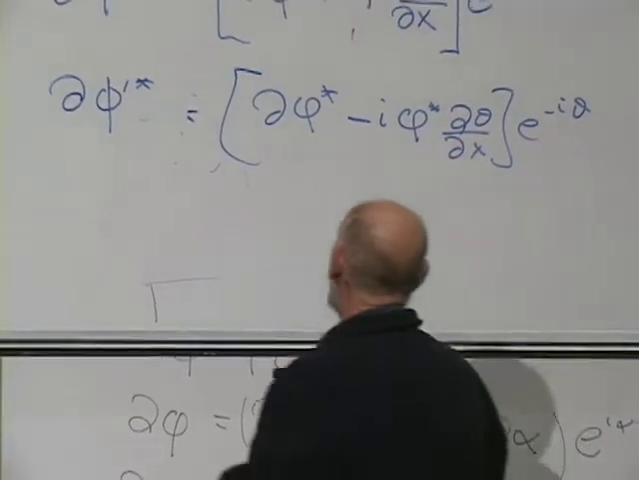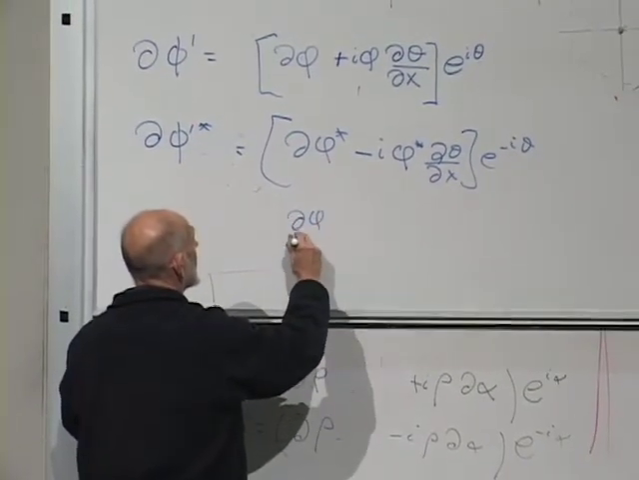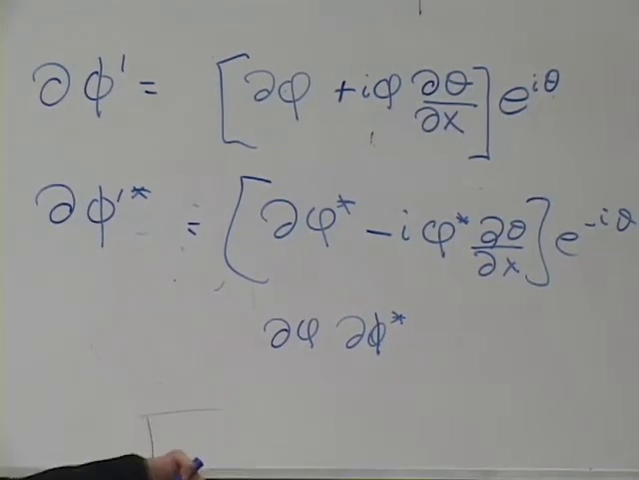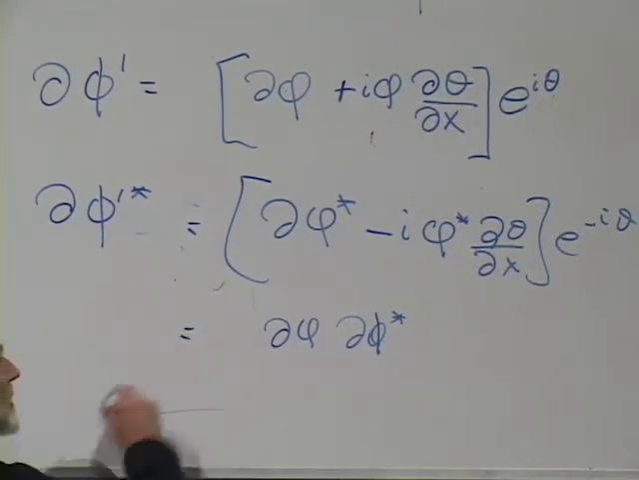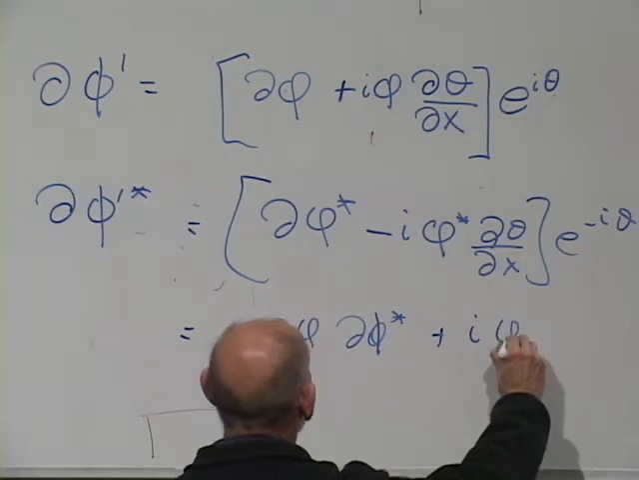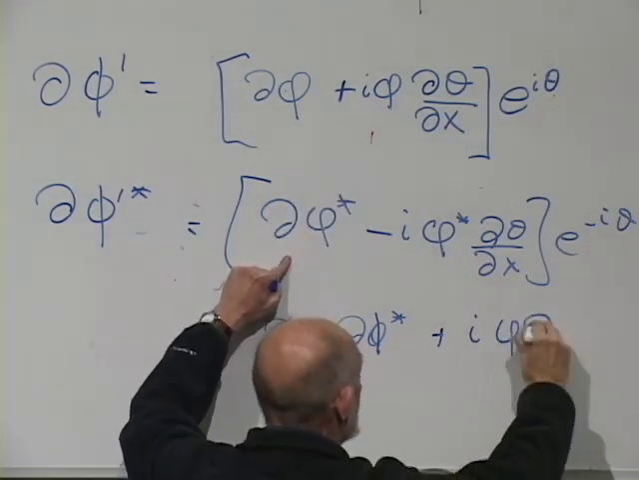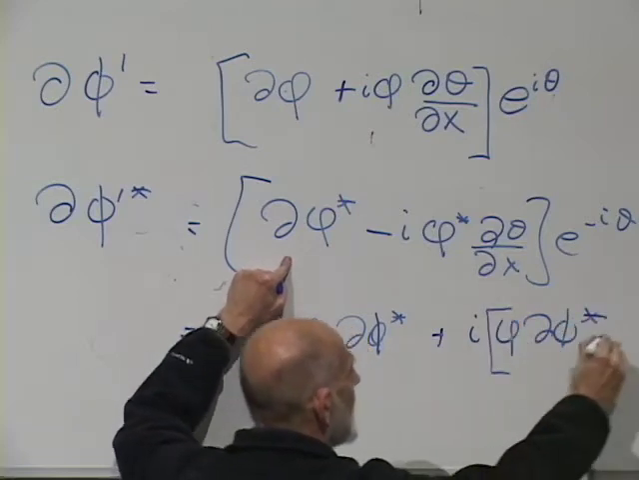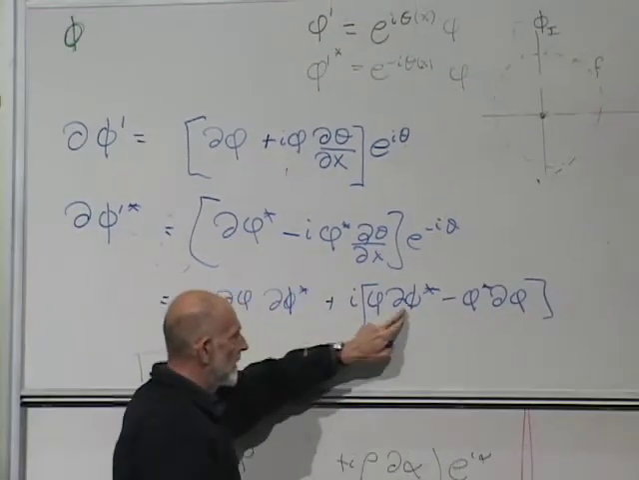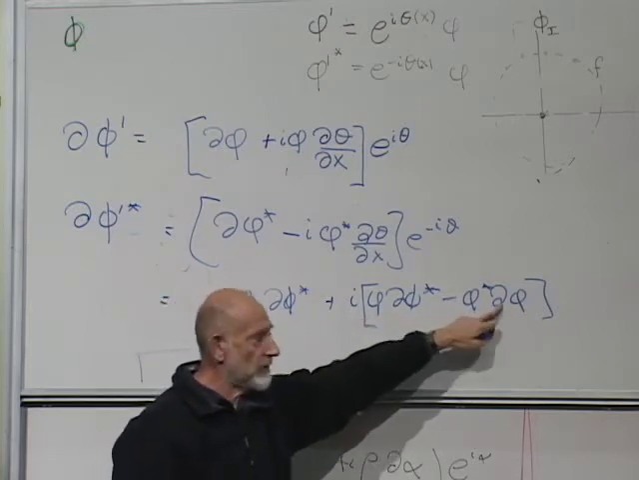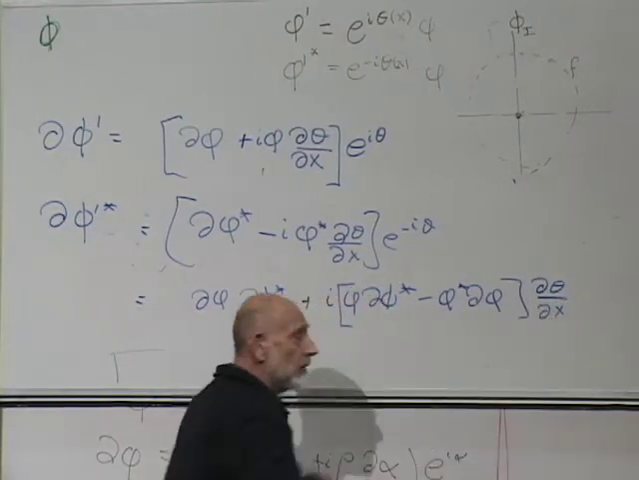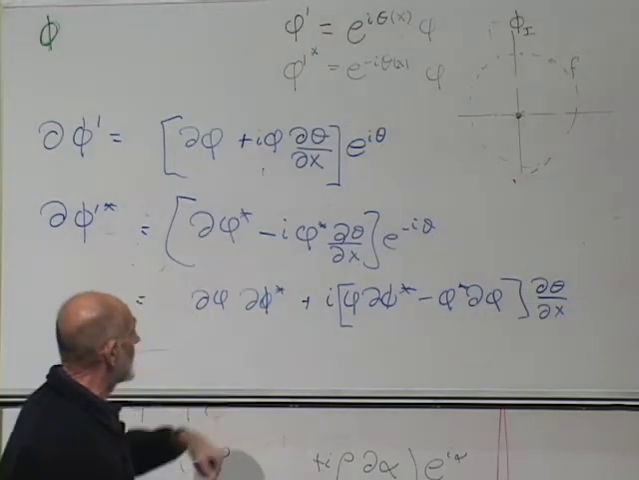But when I multiply these together, I'm going to get, well, actually, this is all I was hoping to get. I was hoping to get the original Lagrangian back and show that the Lagrangian is invariant. But it's not. There's a couple of extra terms. First of all, there's a term i, let's see what there is, i times phi d phi star minus phi star d phi. This is not zero. This is phi times the derivative of phi star. This is phi star times the derivative of phi. This is not zero. Times d theta by dx. That's new. I didn't want that there. And then finally, there's the squared term, which is phi star phi.